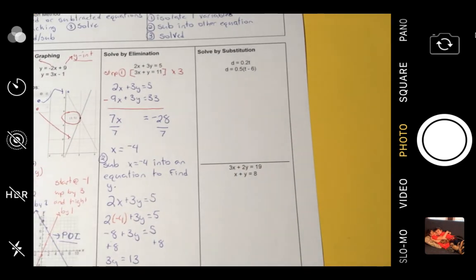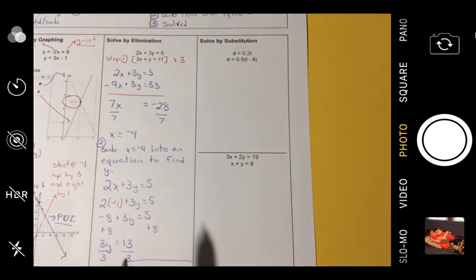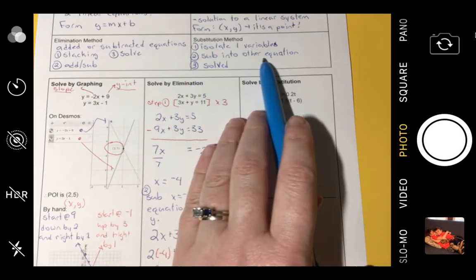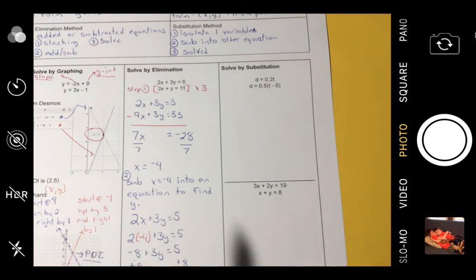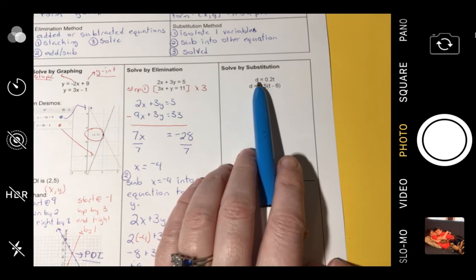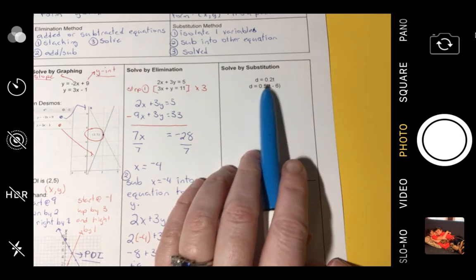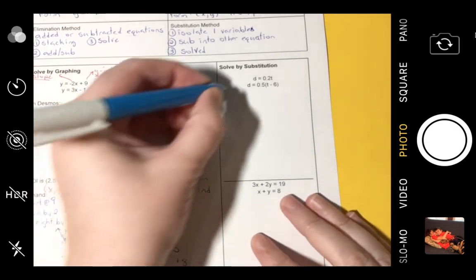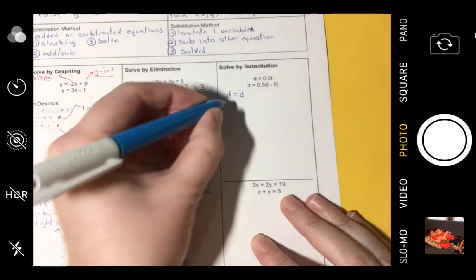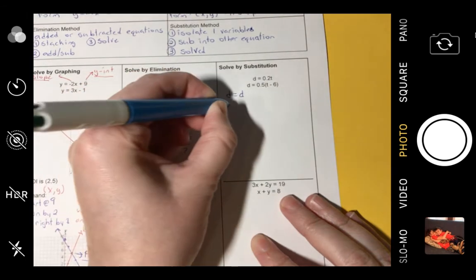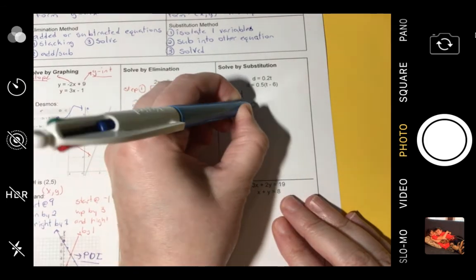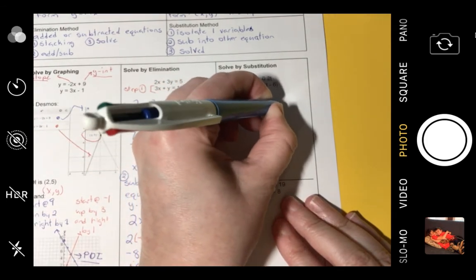Okay, solving by substitution, finally, we're going to do a couple of these. Remember, you're going to isolate one variable, sub it into the other equation to solve for the 2 letters. So in this case, both of my equations have d equals something in terms of t. So we can start by saying d equals d, which means we can put the right sides equal to each other as well. So that means 0.2t is equal to 0.5t minus 6.